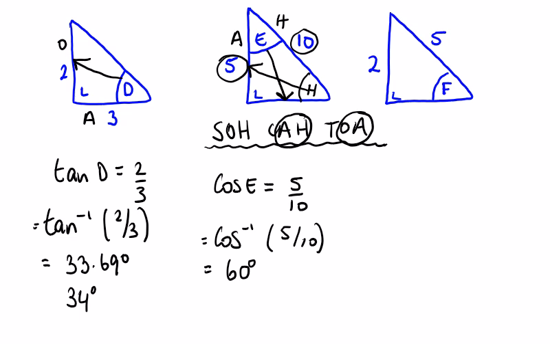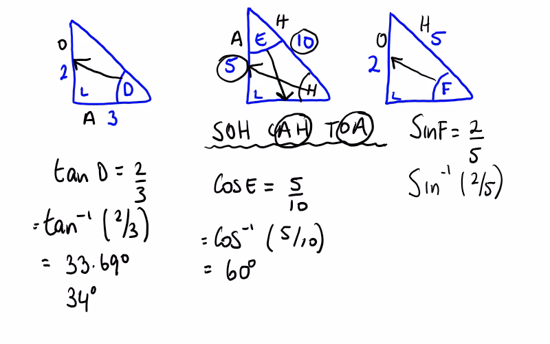Okay, F, what do we have? We have opposite and hypotenuse. So the sine of F is equal to 2 over 5, 0.4. So the inverse sine of 2 over 5, or 0.4, is 23.57 degrees. 24 degrees if you round it off.